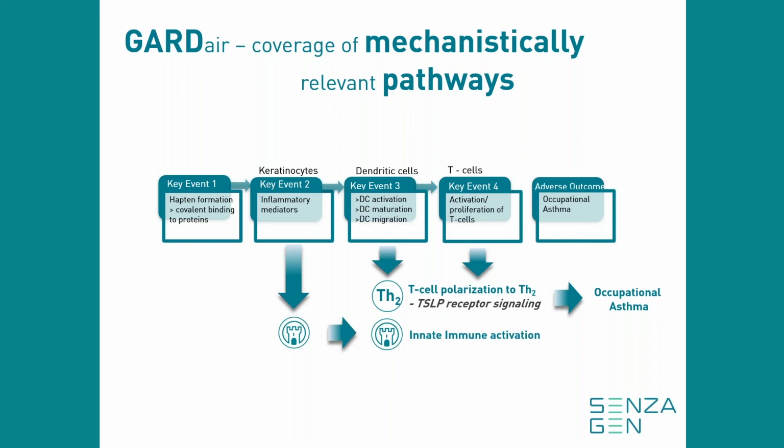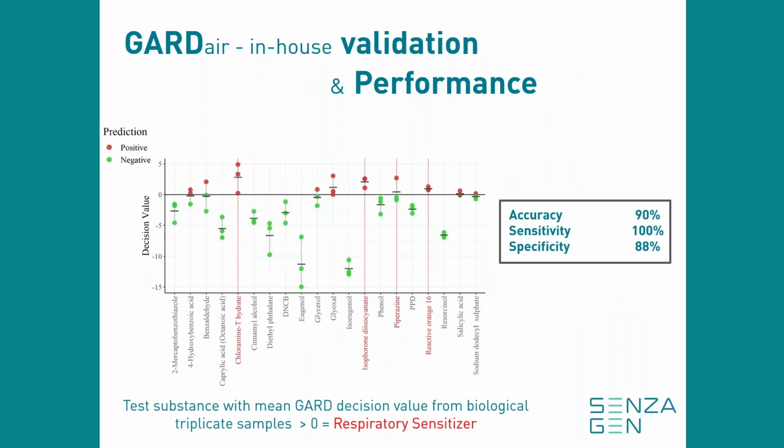And this is one of those receptors that are well known to be able to drive the polarization of the T cell response towards a T helper 2 response. And this is, of course, also the main characteristics or the molecular characteristics of occupational asthma. So we have tested this assay also on an external test data set.